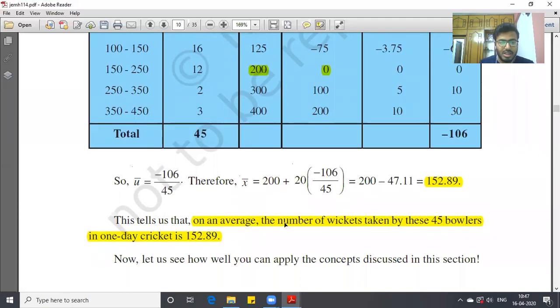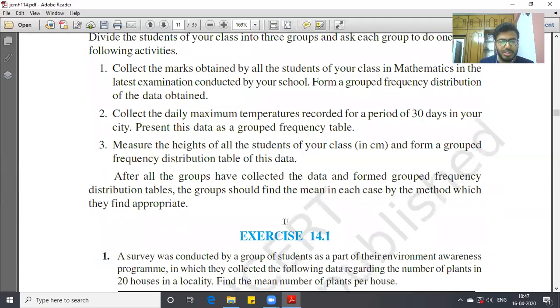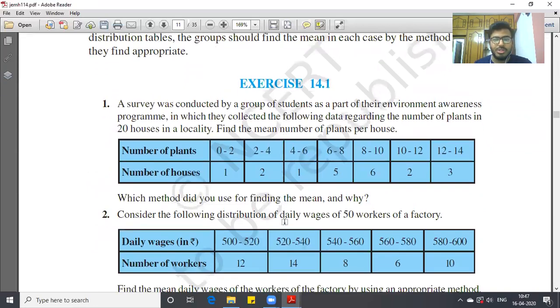That is the average. Now we are going into the exercise. I asked you to do the exercise.